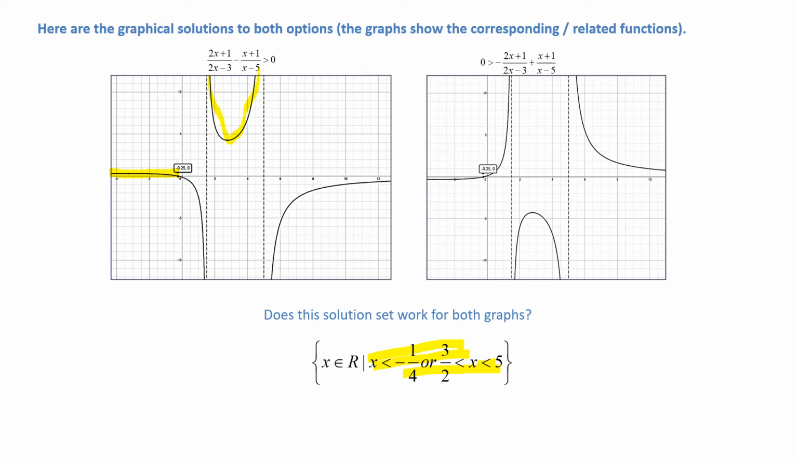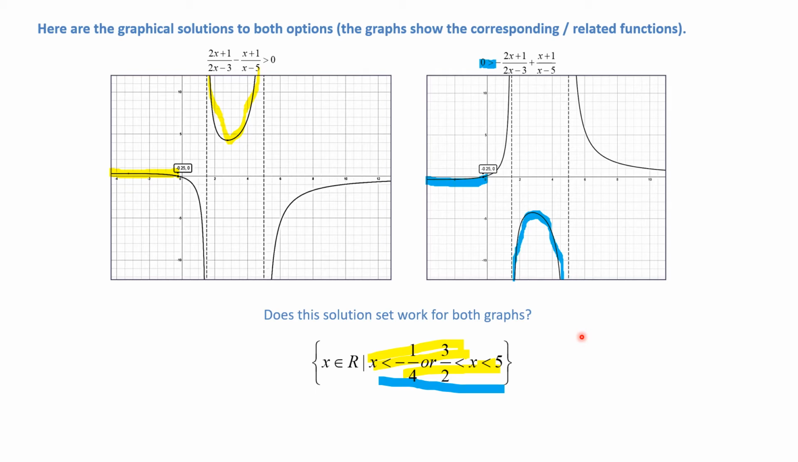But the second time we did it, we talked about where the inequality was in the other spot. So we're looking for where it's below the x-axis. So where it's below the x-axis is here and here, which comes up with the exact same solution. So the question says, does the solution set work for both graphs? Yes, it does. So it doesn't matter which side you bring all of your terms to.